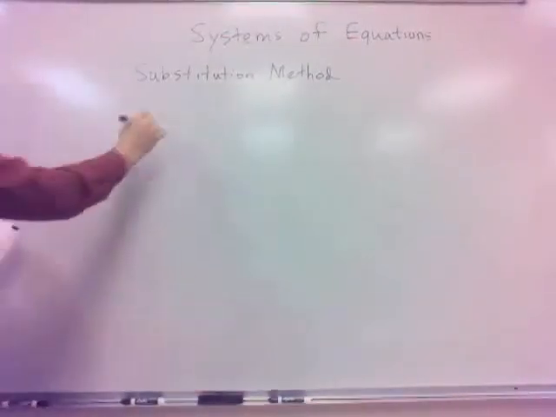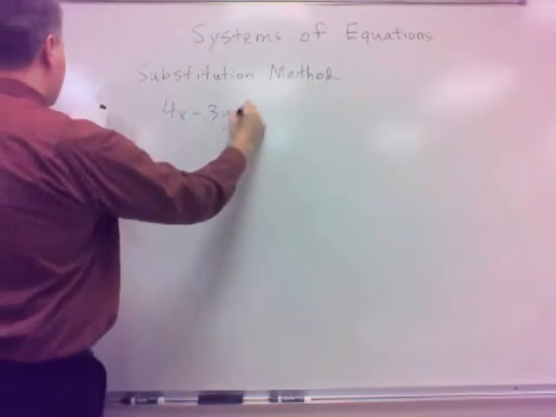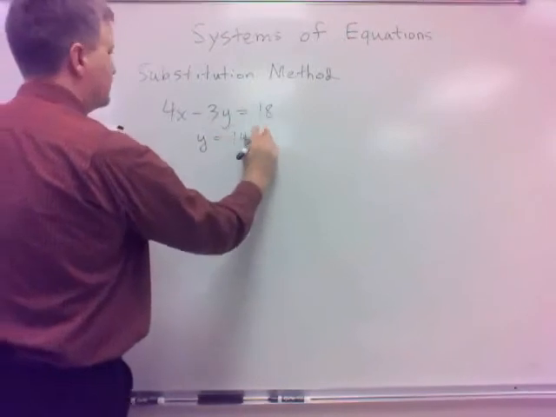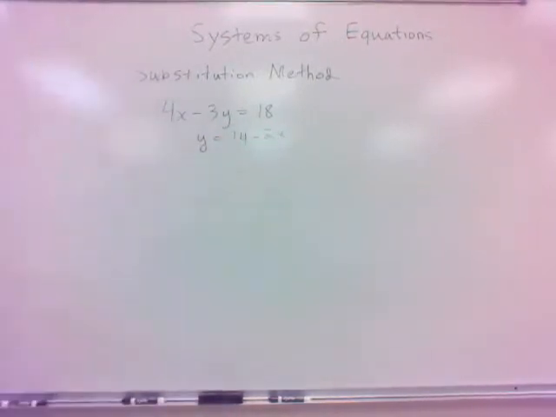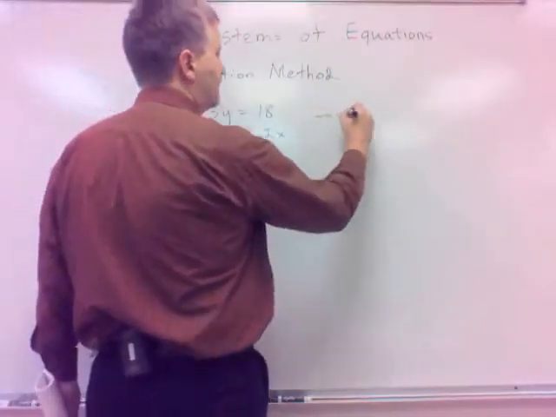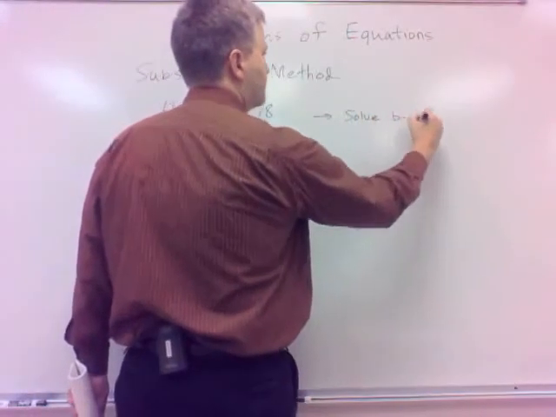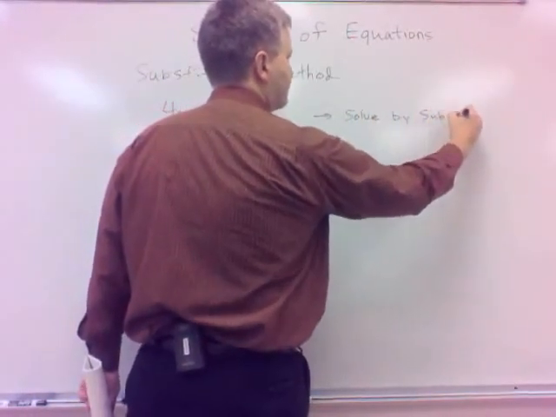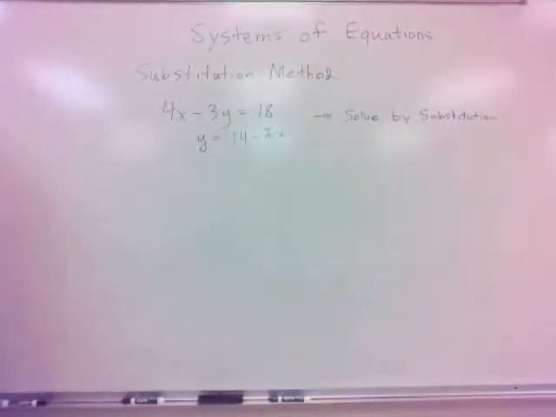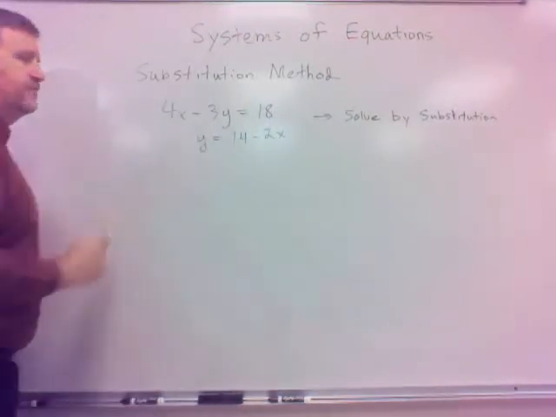If I have 4x minus 3y equals 18, and I have y equals 14 minus 2x. 4x minus 3y equals 18. y equals 14 minus 2x. We're going to solve this one by substitution. Now, this one is set up very nicely for substitution, because on substitution, what I do is I take one of the variables and replace it by an expression.